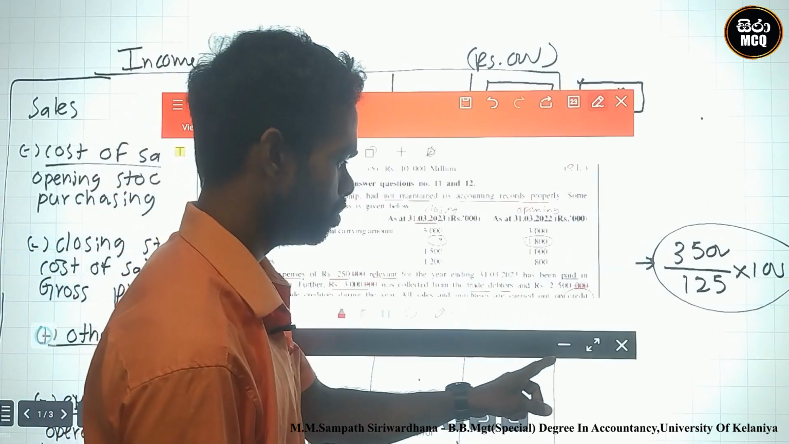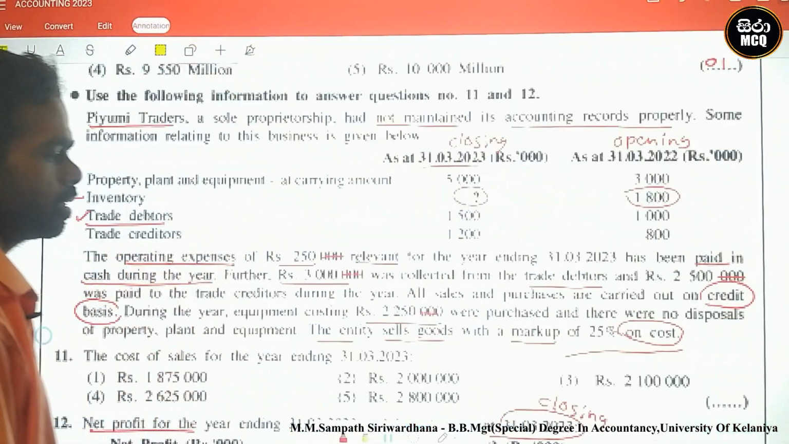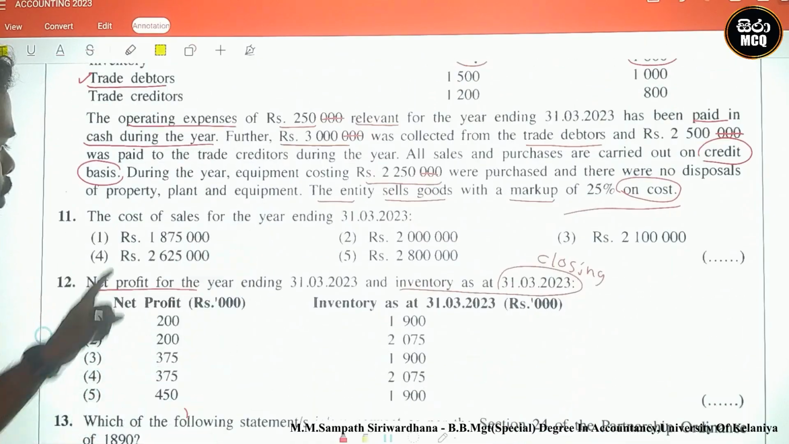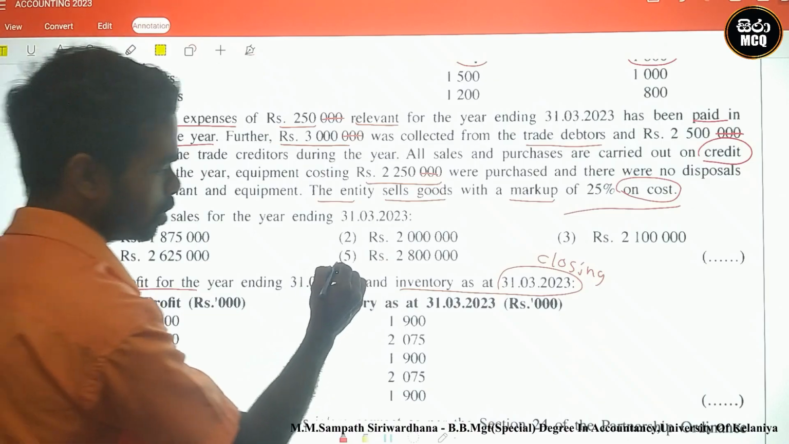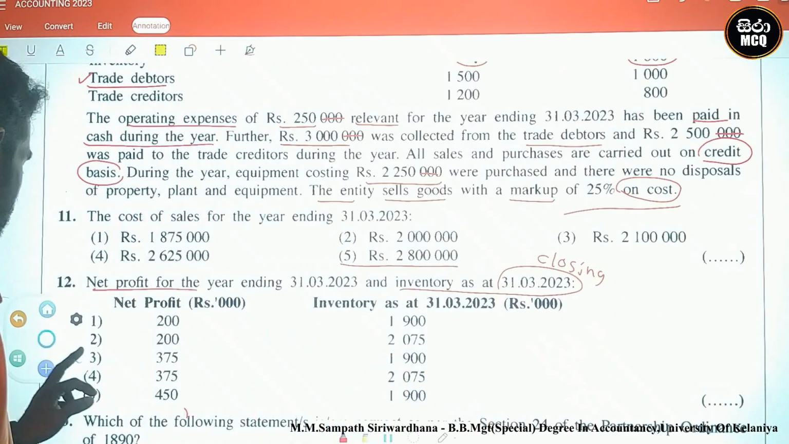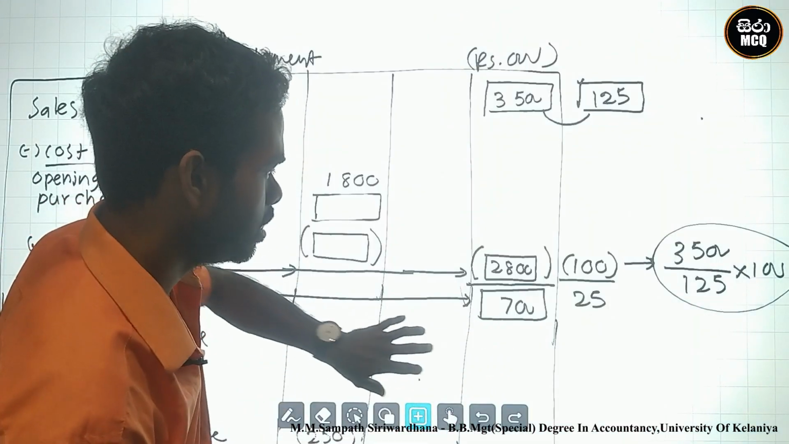2800 is the answer for question number 11. Look here, they required question number 11: cost of sales for the year ending 31st March. What is the answer? 2800. Look here, how can we calculate this type?